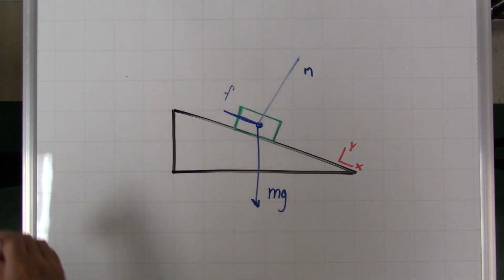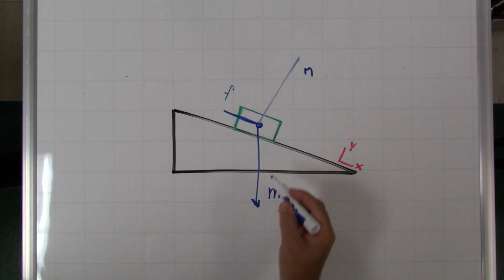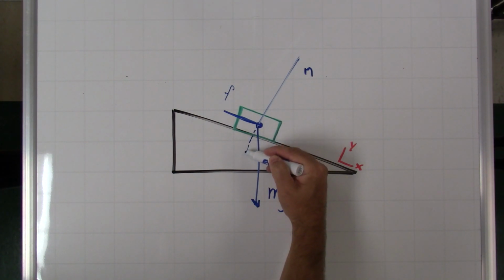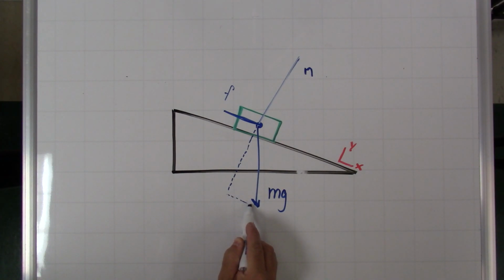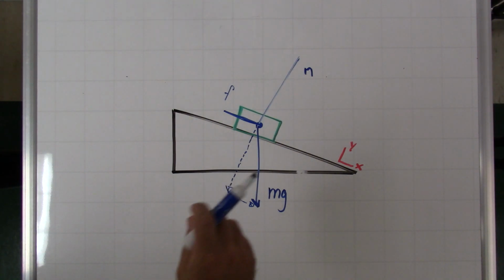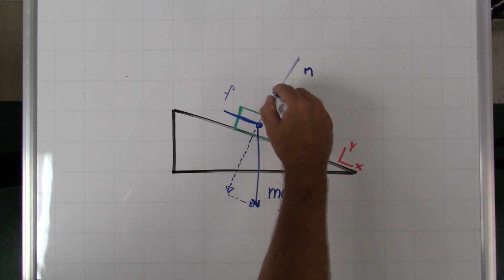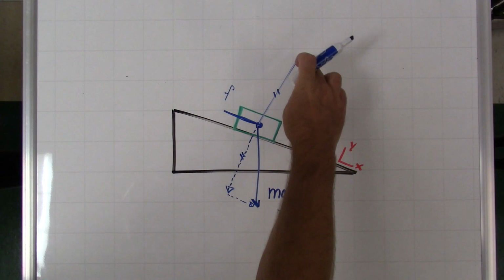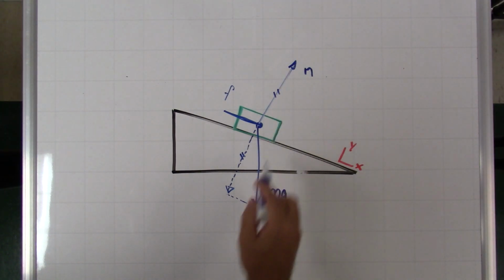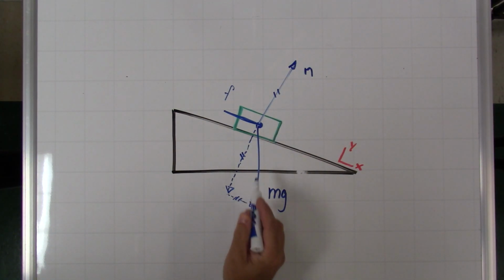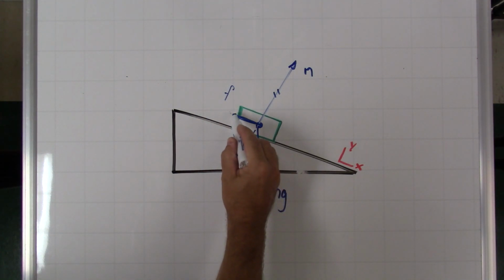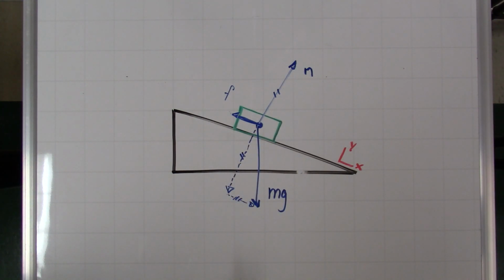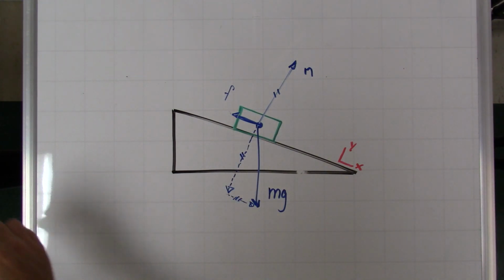Now we're going to break up our weight force into its component parts, one of which is into the ramp, the other which is down the ramp. Since the acceleration is equal to 0, the forces need to balance. Therefore, the normal force has to balance out this force. It's a little too long, so make it a little shorter. The frictional force has to balance out this down the ramp component. Now all our forces balance.